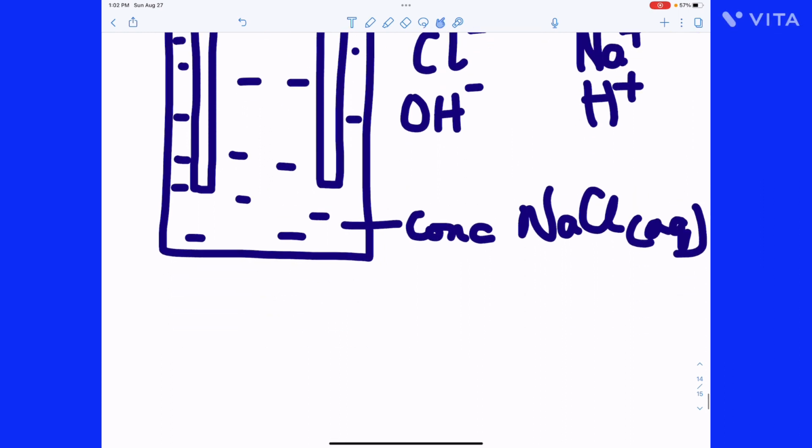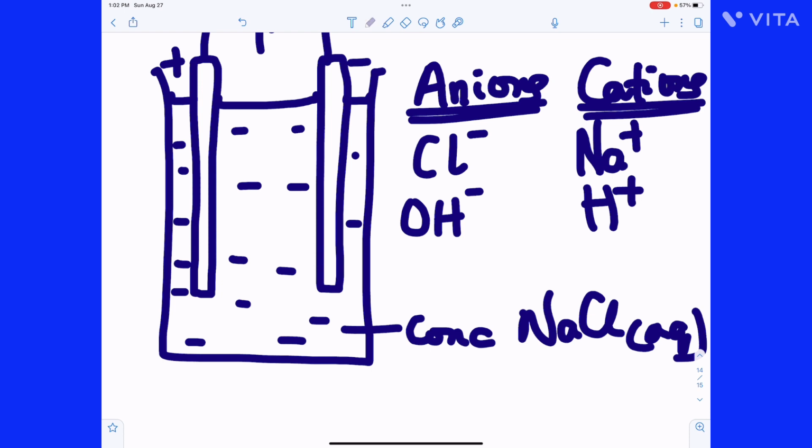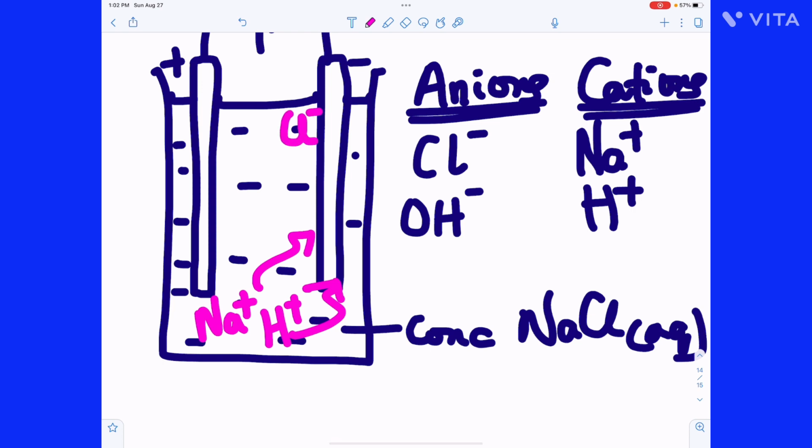Anions drift towards the anode. So, in this solution, Na plus will drift towards the cathode. It's a cation. H plus too will drift towards the what? Cathode. It's a cation. But anywhere chloride ions are in solution, they will drift towards the anode. Hydroxide ions too, anywhere they are in solution, they will also drift towards the anode. So cations will drift towards the cathode. Anions will drift towards the what? Anode.